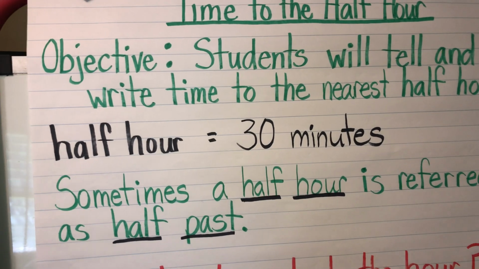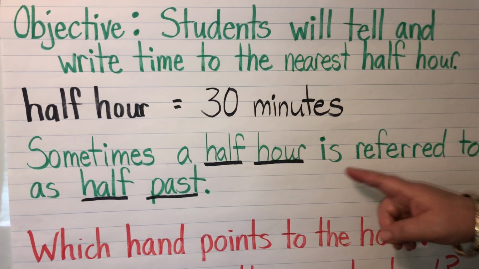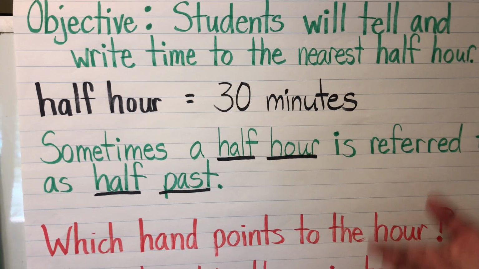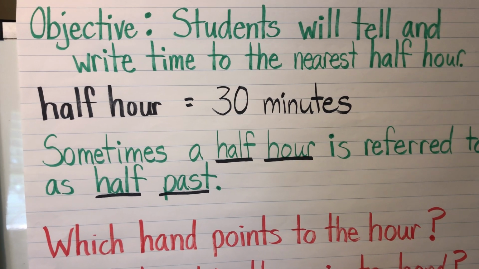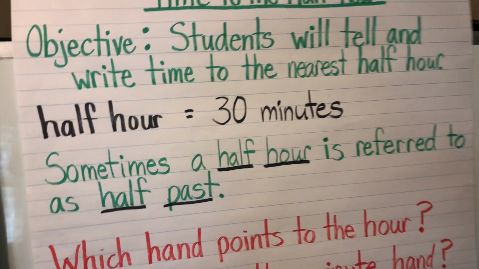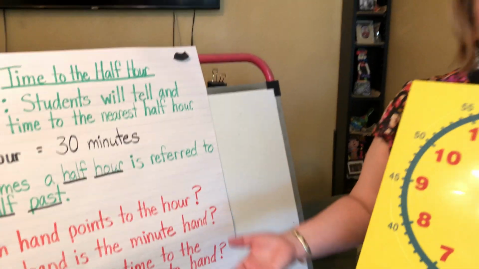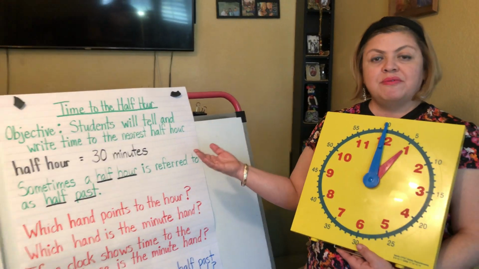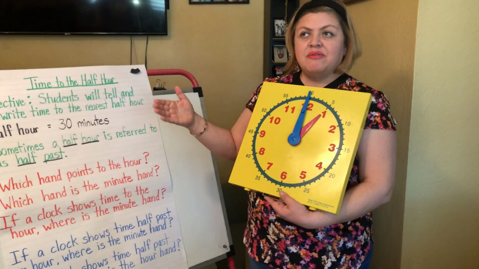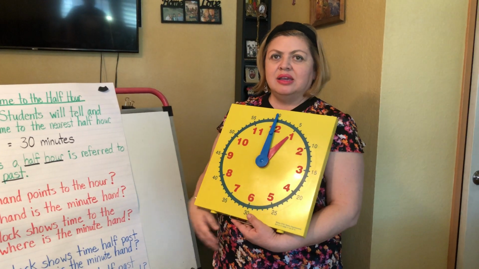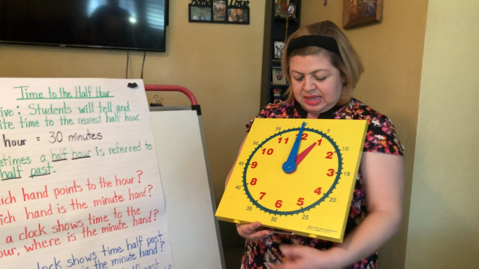And sometimes people refer to half hour as half past. So you might hear somebody say it is 5:30. If they say that, they mean that it's half past 5, it's 5:30. Okay, so it's half past the hour.